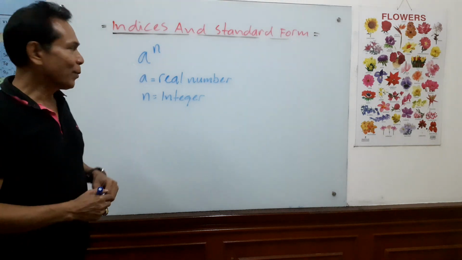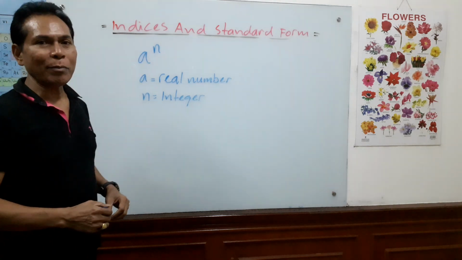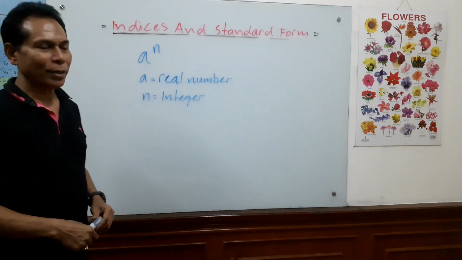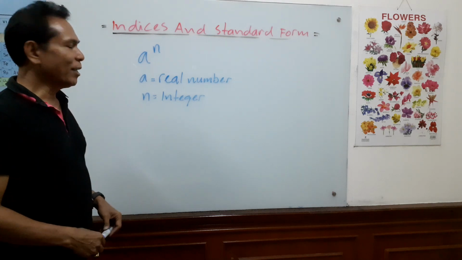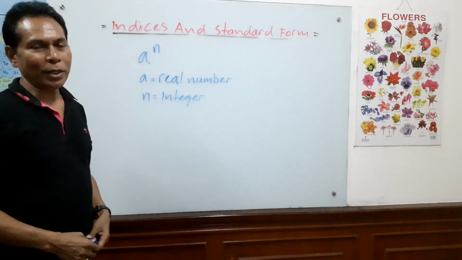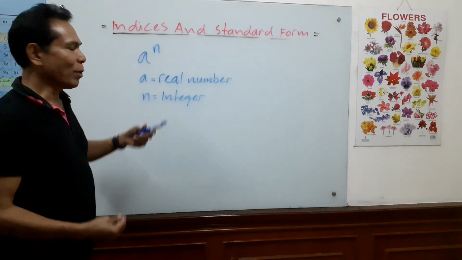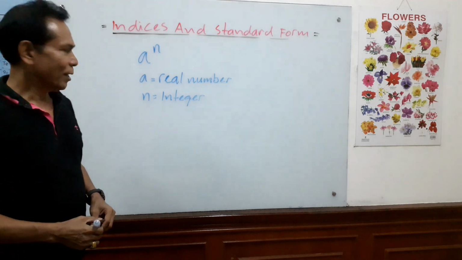Later I'll tell you what A power N is. A here is our base number, or real number, okay? And N, this one on top here, is the integer. Integer is the opposite of the fraction, okay? So, once again, A is our base number and N is our integer.